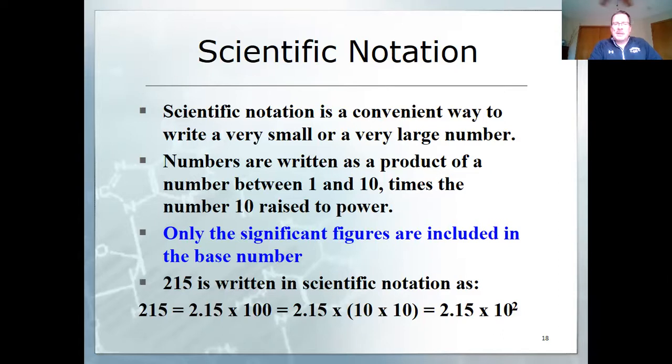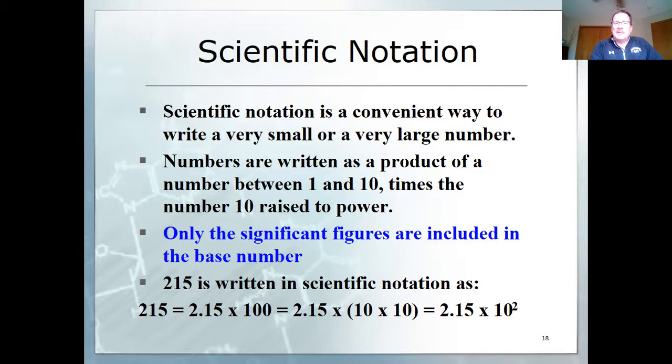Here's, and I already mentioned in the blue, only the significant digits in an answer are included in the base number. Okay. The key is this second bullet point where kids make errors. Numbers are written as a product of a number between 1 and 10 times whatever, however many jumps you shifted the decimal, for the exponent in the times 10. So 215 goes to, I moved the assumed decimal here, boom, boom, to 2.15, and that was 2 jumps. So it's 2.15 times 10 to the second, because I moved 2 times to the left.